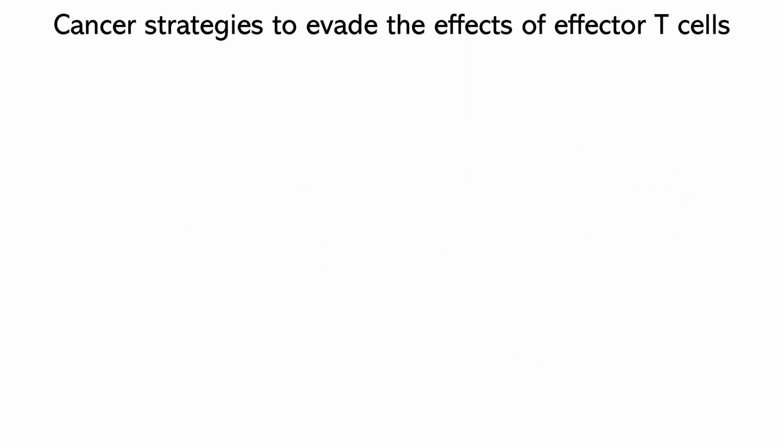Although T cells are very good at killing cancer cells and identifying them, cancer cells, because they accumulate a lot of mutations through time, will start adapting strategies to evade these cells and prevent T cells from recognizing the cancer cells. And the cancer cells do that through different strategies.